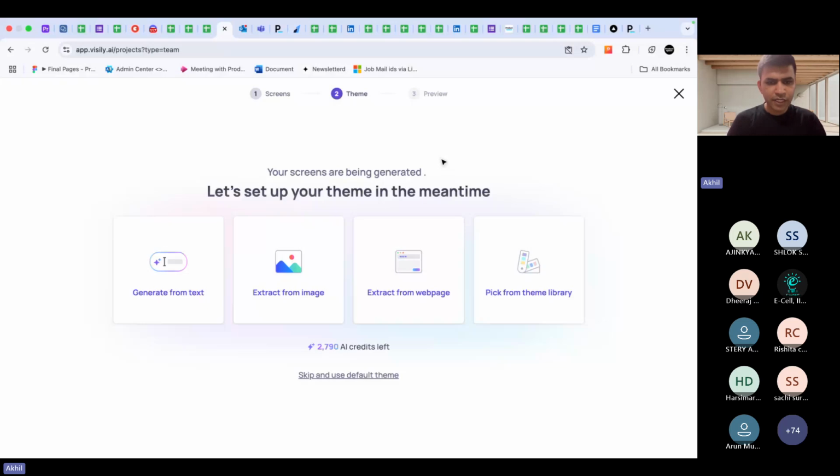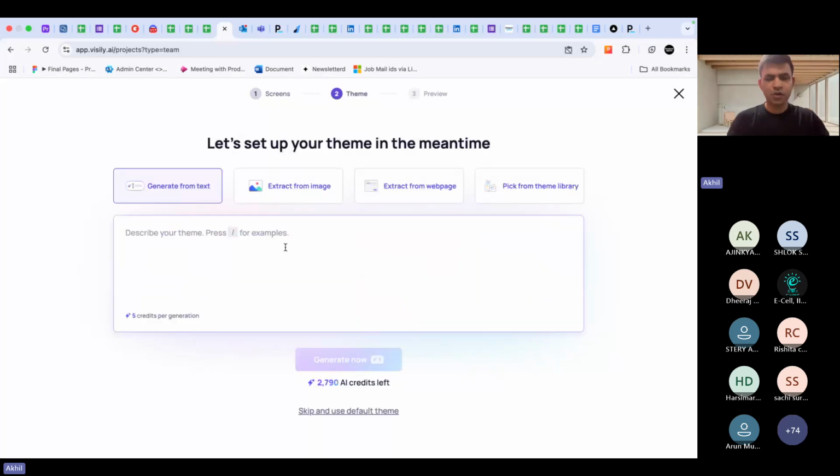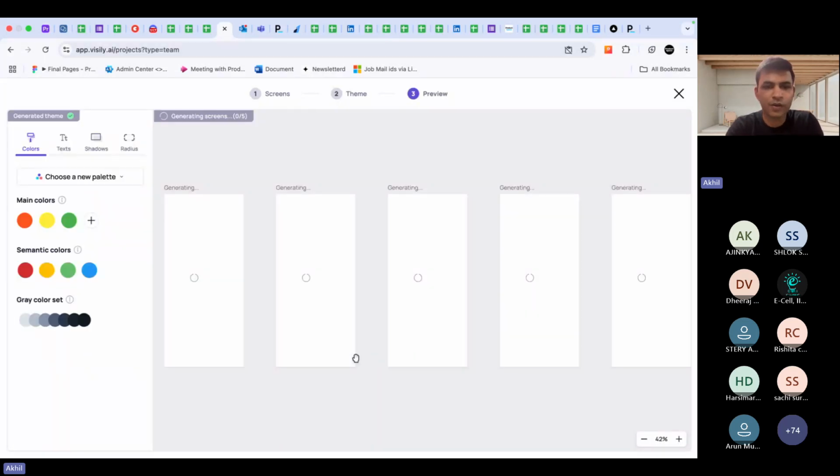Okay, screens are being generated. Let's set up your theme in the meantime. I'll say, pick the theme from the leading e-commerce players. Let's wait for it to act on that. Yeah, it takes time because it takes the information and processes it through an LLM, and here we are on the screen. So it is now generating all the screens for us.